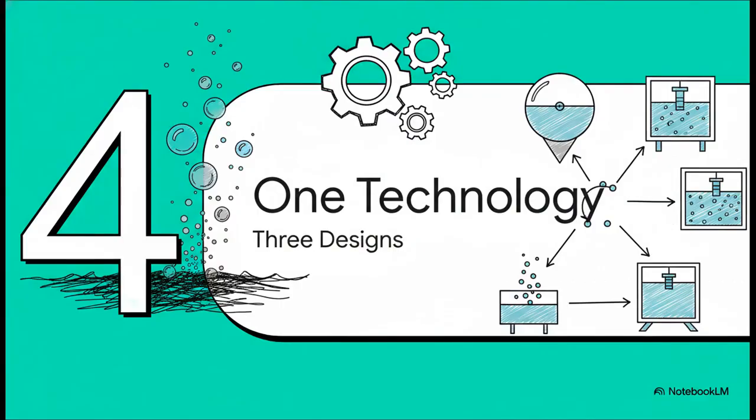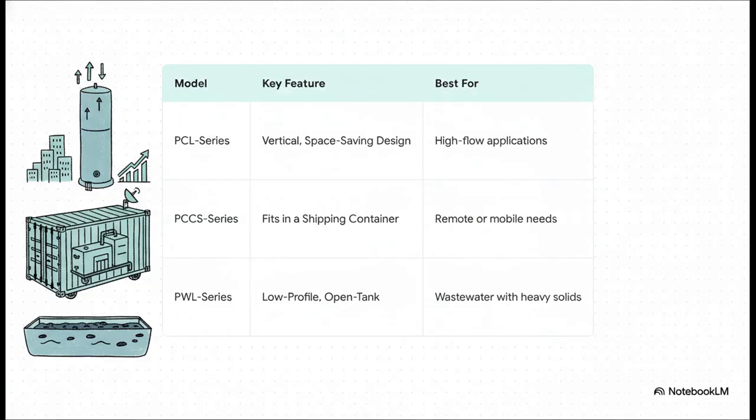But, you know, this isn't a one-size-fits-all kind of solution. The basic DAF principle is adapted into different designs, and each one is engineered to solve a very specific set of challenges. This table from FRC Systems gives us a great little overview. You've got the PCL series, which is this tall vertical design that's perfect for high-flow situations where you don't have a lot of floor space. Then there's the PCS series, which is so compact it can be built right inside a shipping container for mobile or remote jobs. And finally, the PWL series. That's a long, low-profile tank designed for wastewater with really heavy gunk in it.